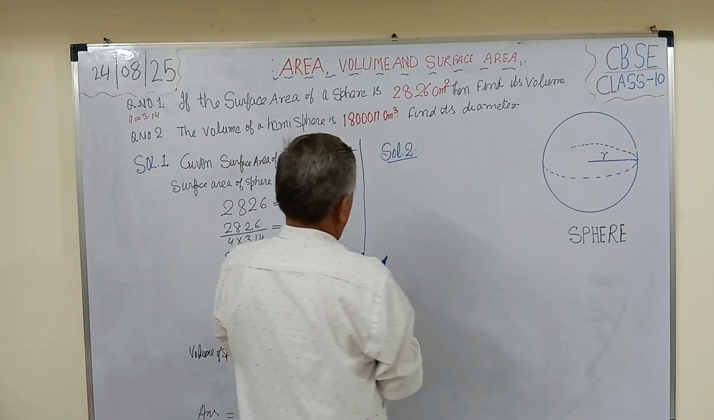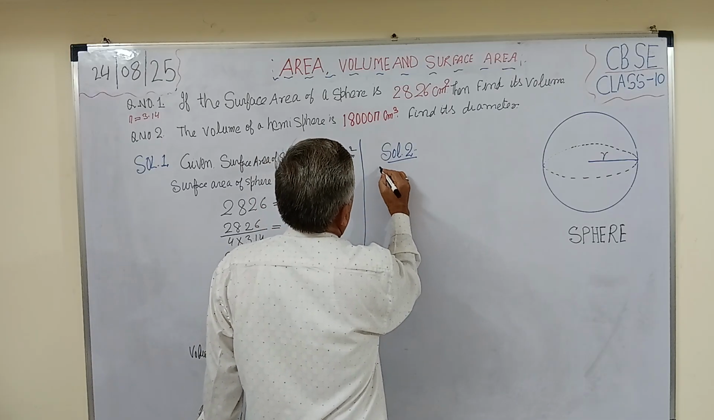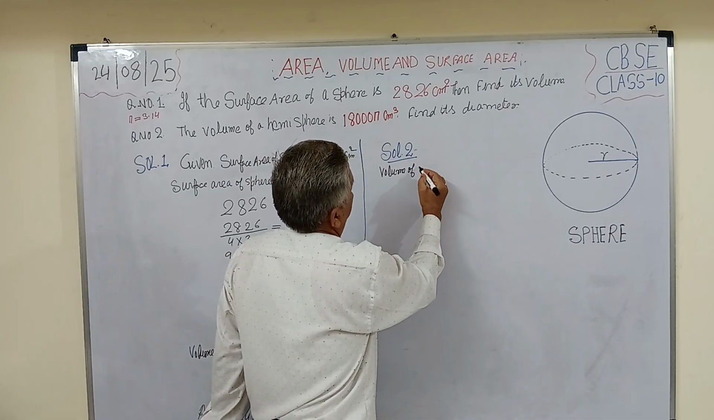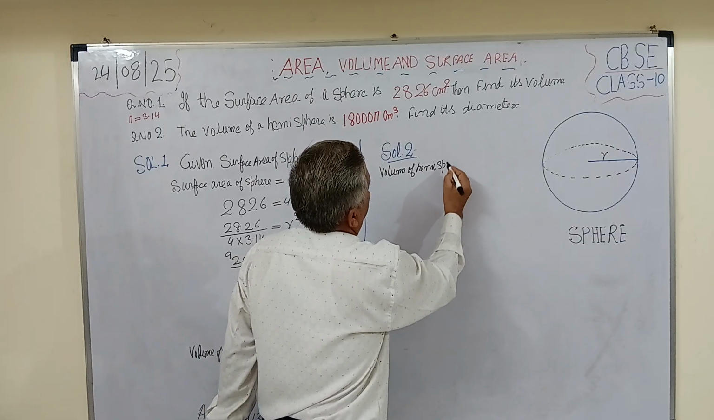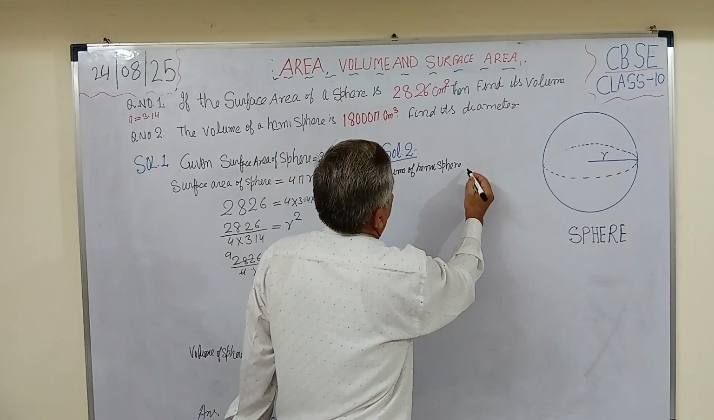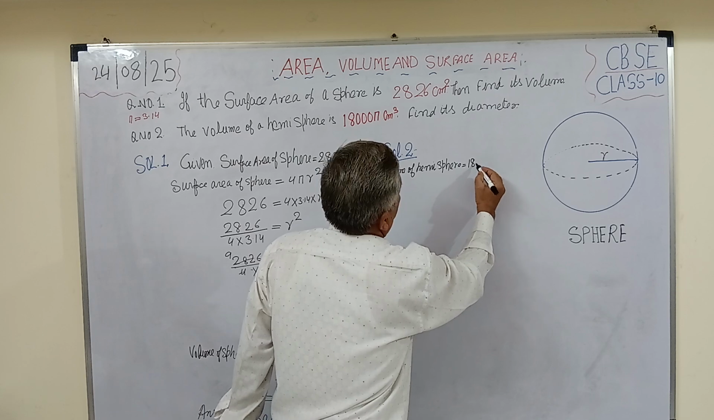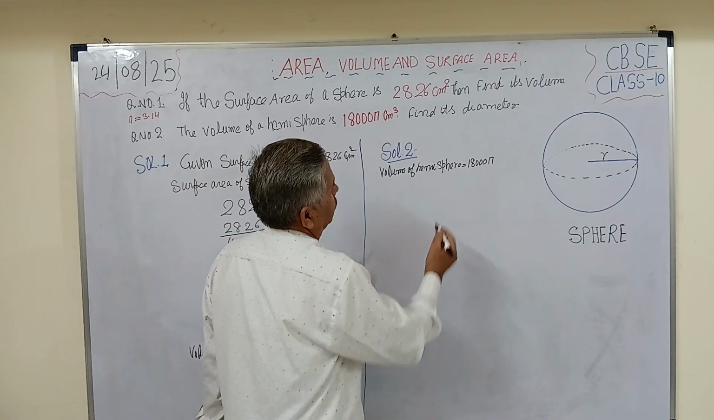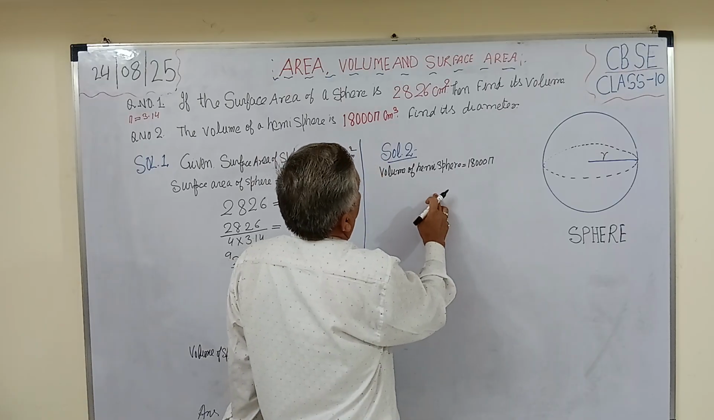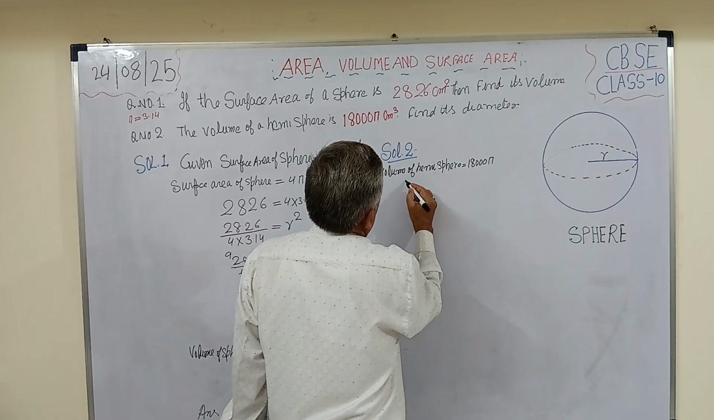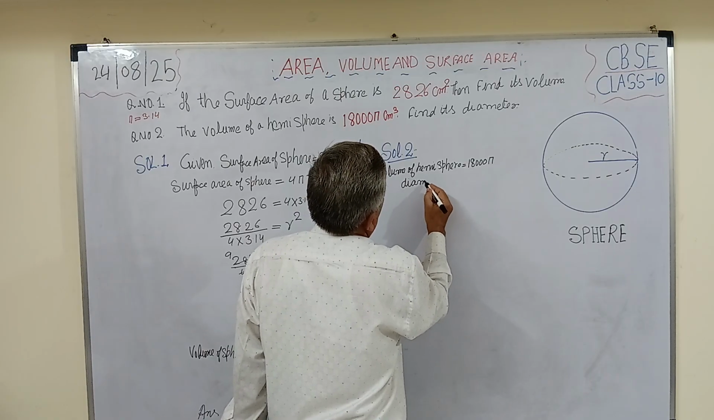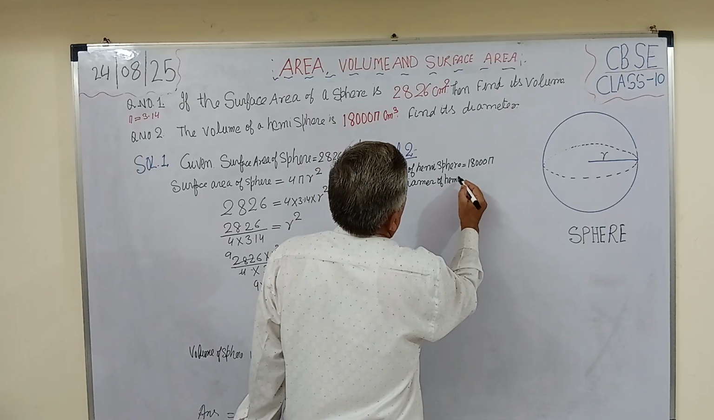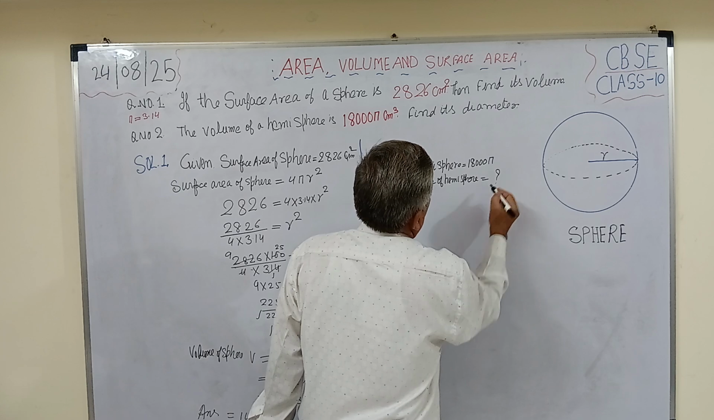The volume of hemisphere is 18,000 pi. We have to find out the diameter of the hemisphere.